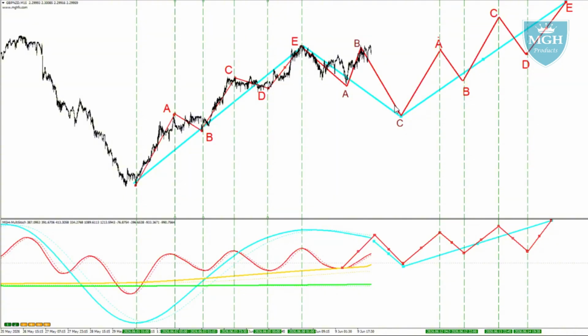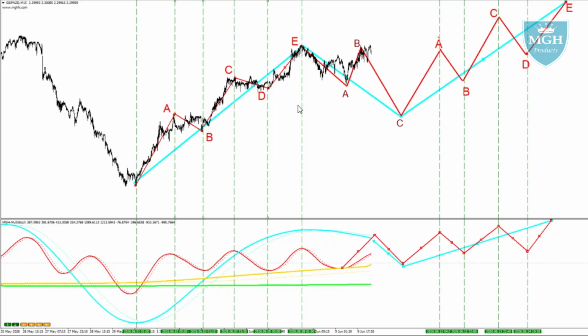So here is my projection, drawn before it happens. First, a 3-wave correction, A, B, C, going down. And after the correction is finished, the trend continues up with a new motive sequence. This is the full scenario. I drew it on the chart in advance.